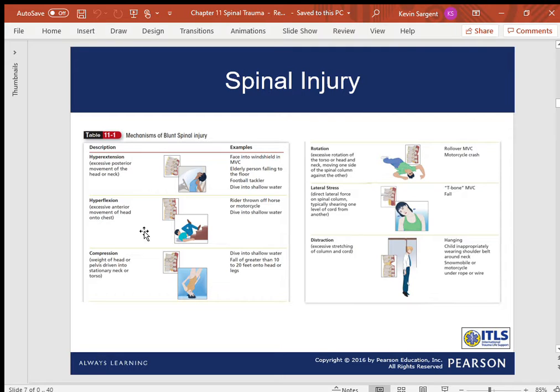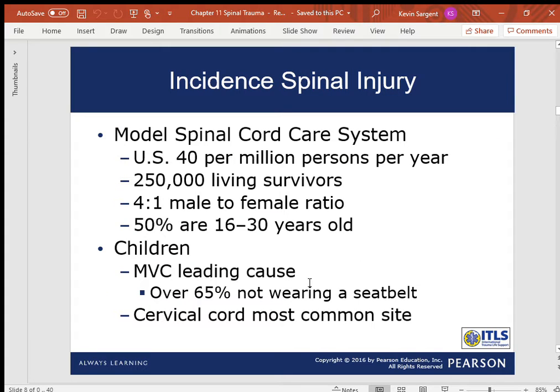Compression is downward. You land on your head, something heavy falls on you. A rotation is where you have twisting of the spine, which is very devastating. Lateral stress, remember, medial is to the middle, lateral is to one side or the other. And distraction means separating or stretching, like we see here with someone who has hung themselves.